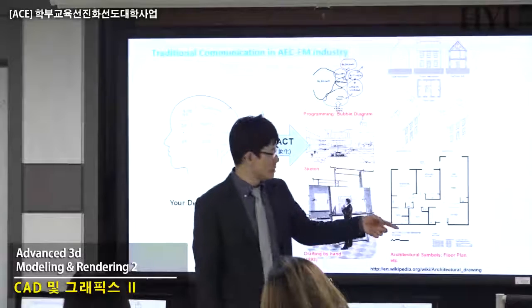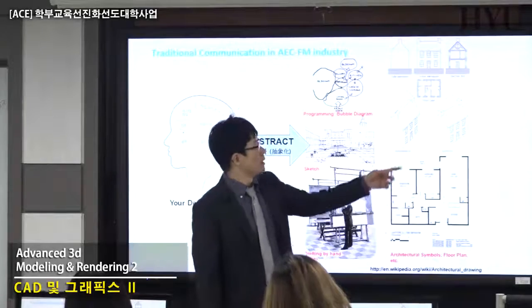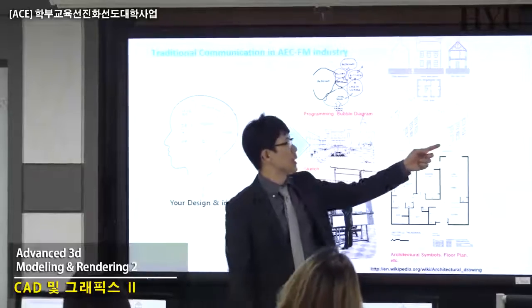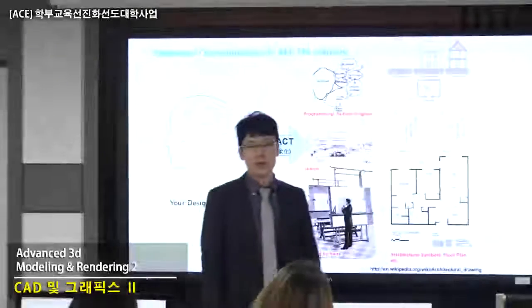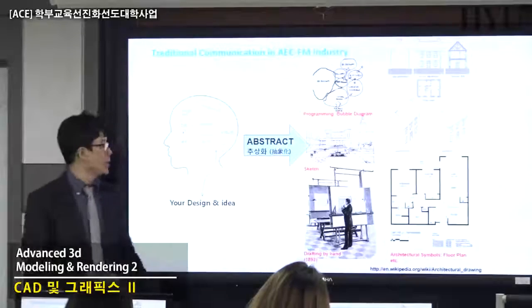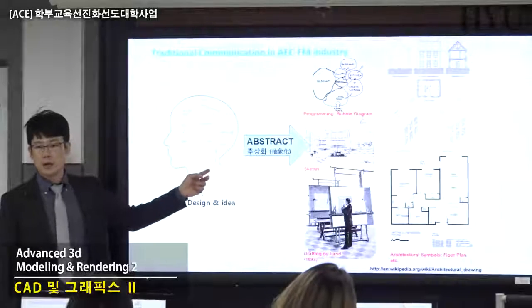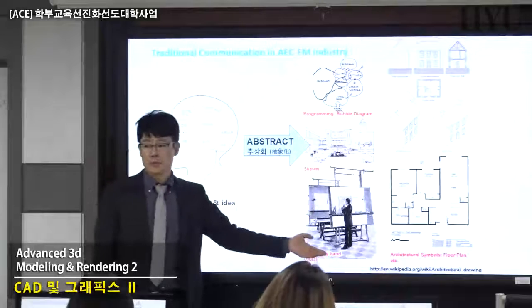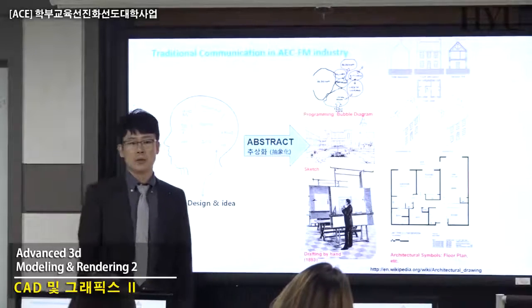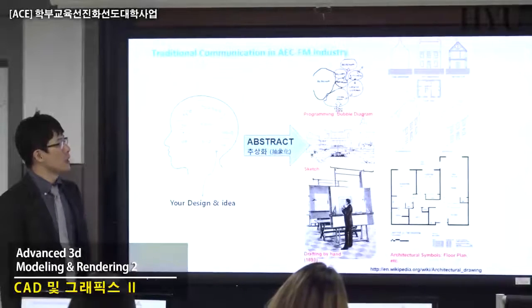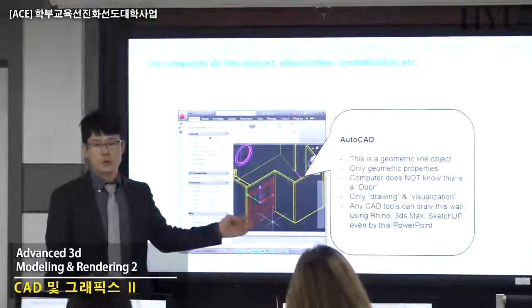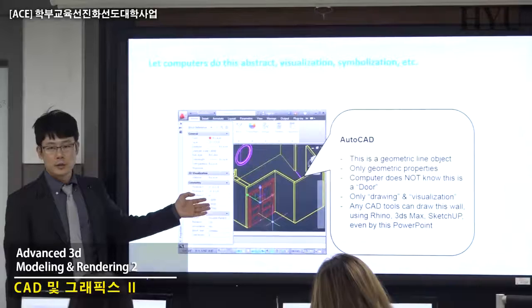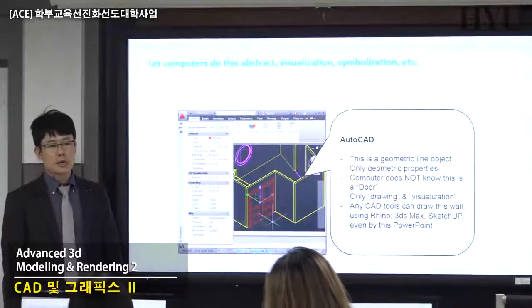What kind of drawings? Floor plans, standardized axonometric, isometric, as well as sections, elevations, and so on to represent his own idea, okay? This is one conventional way of abstract representation. But nowadays, we are using computer tools. How about AutoCAD or even SketchUp?